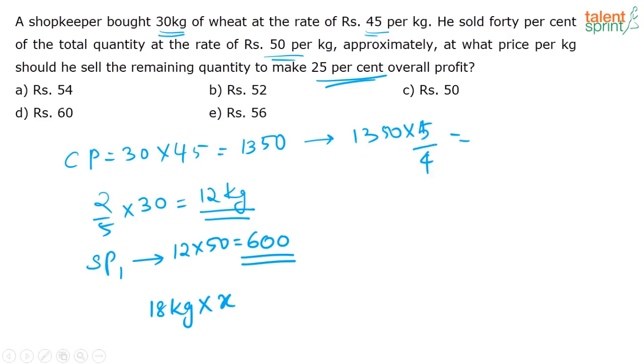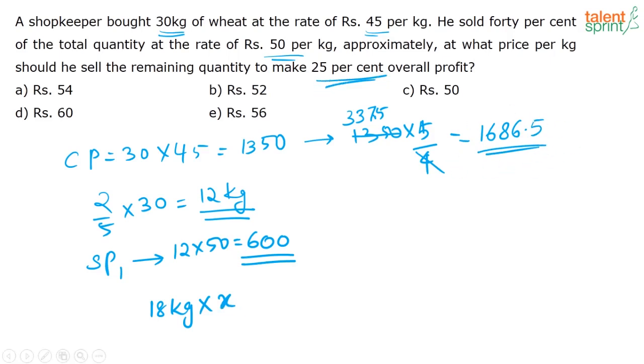1350 into 5 by 4, correct? So actually 4 will not go correctly in this because the last 2 digits are 50, right? 50 is not exactly divisible by 4, so this is actually 337.5. So you multiply these two, you get 1686.5. Okay, let's take it as 1686. Let it be there.